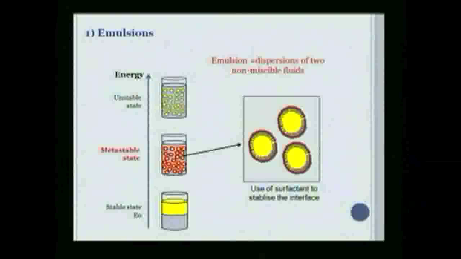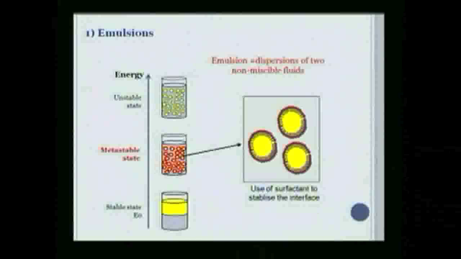Surfactants are very useful because, thanks to surfactants, it's possible not to obtain a stable state, but to obtain what we call a metastable state, which is this intermediate state here. Of course, it's a much higher energy state than this one, which is the lowest energy, most stable one, but the energy of this system here is lower than this one. So, at least from the kinetic point of view, it's possible to stabilize, we say metastabilize, this system.